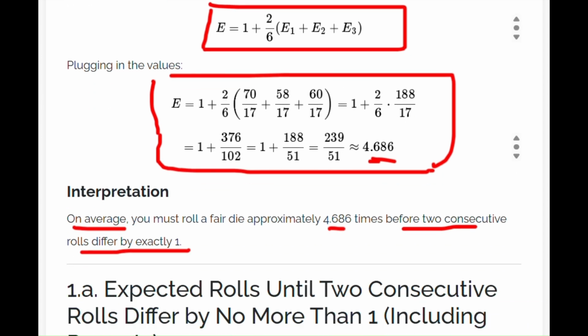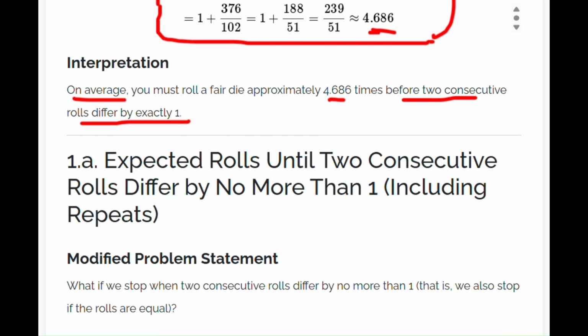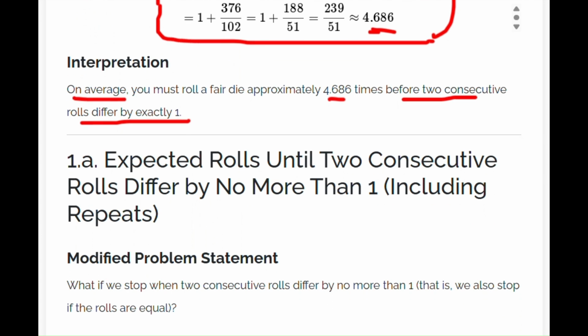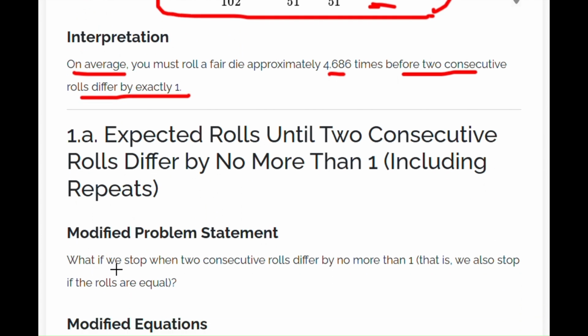We have another part here, which you can probably read on dataloopr.com/blog. The question says, what if we stop when 2 consecutive rolls differ by no more than 1?